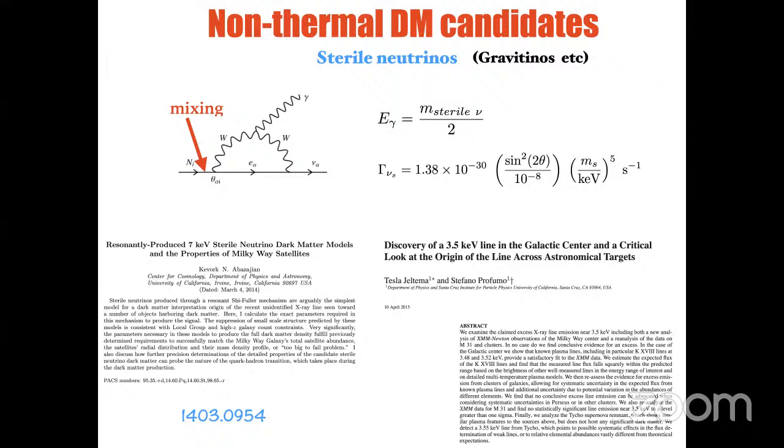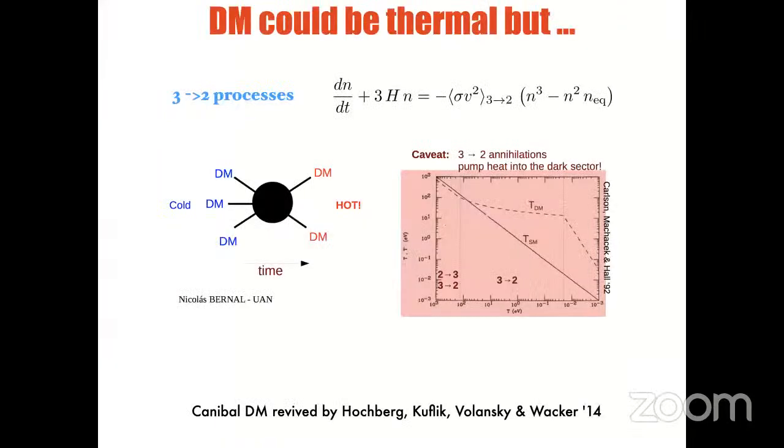Yeah, so I had this question in the previous slide. There are processes like 3-to-2 and 2-to-3. So these processes will be mass suppressed. So what kind of coupling, the order of coupling that would be required for these kind of processes to actually contribute in the relic density abundance calculation?